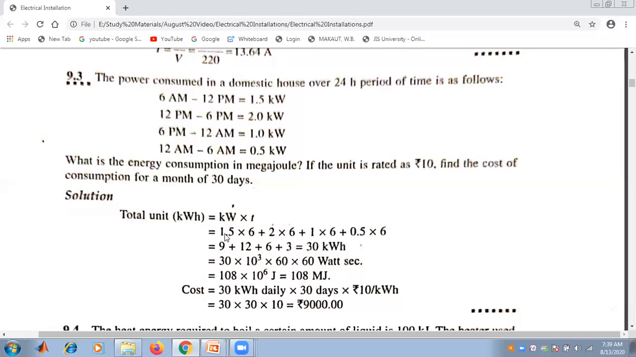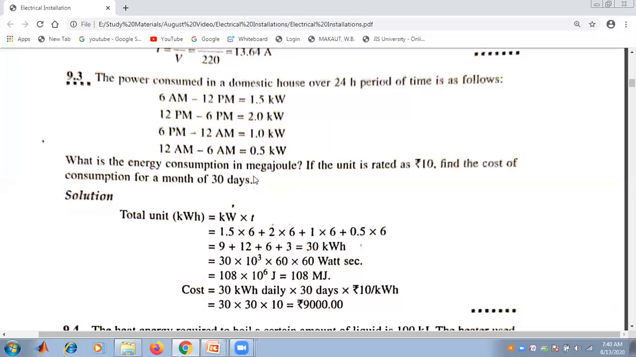So the total energy consumed is 1.5 into 6 plus 2 into 6 plus 1 into 6 plus 0.5 into 6, that is in kilowatt hour, 30 kilowatt hour, that is 30 into 10 to the power 3 watt hour. And if I convert it into joule, we have to multiply with 3600, that is 60 into 60, watts again. So it is 108 into 10 to the power 6 joule.